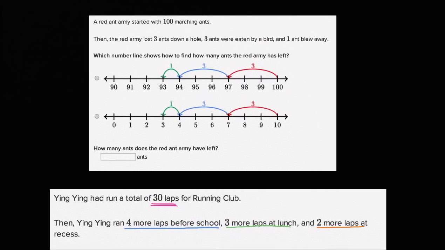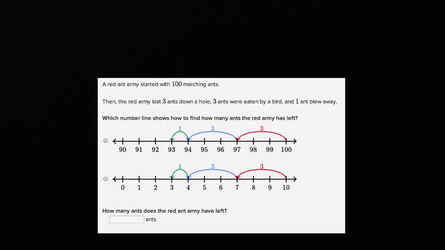So this one right over here. Actually, let me get rid of the stuff about Ying Ying so we don't get confused. So this says, and it's a little bit smaller, but hopefully you can see what it says. A red ant army started with 100 marching ants. Let me just read the whole thing. Started with 100 marching ants. Then the Red Army lost 3 ants down a hole.